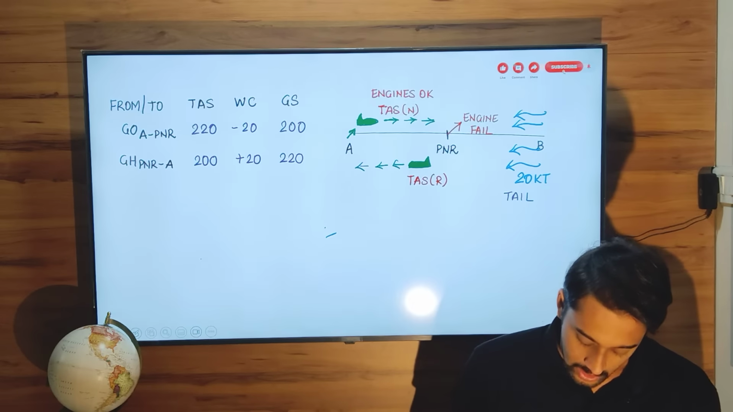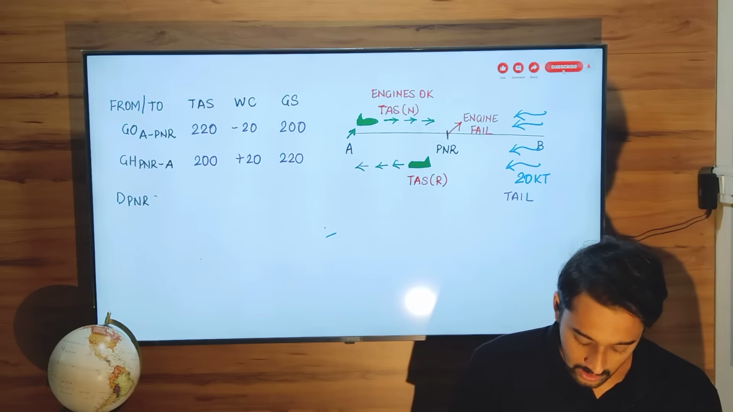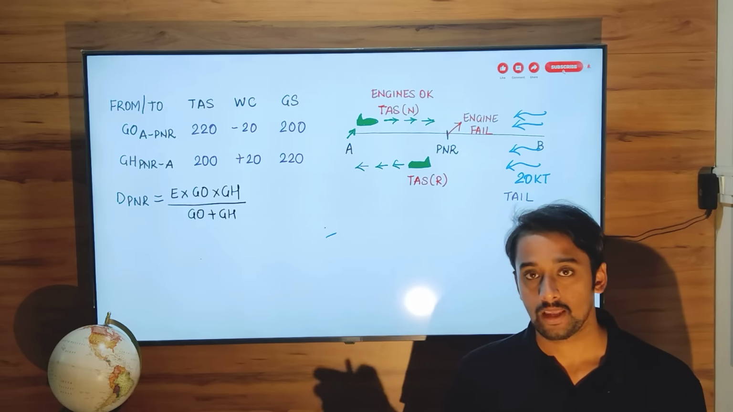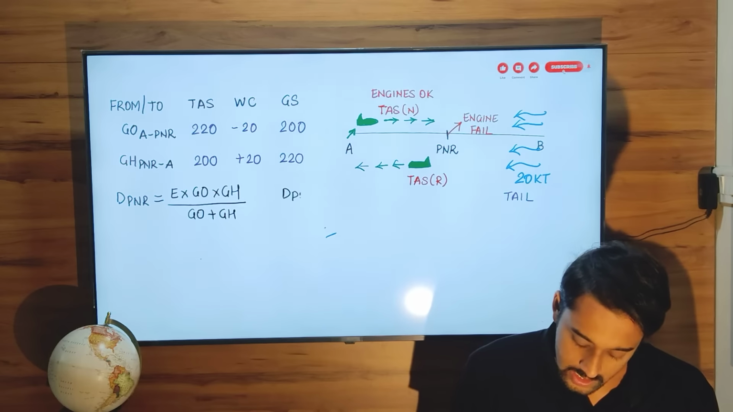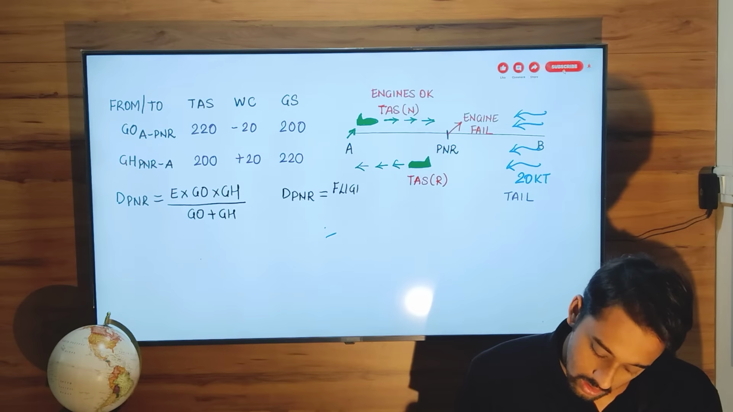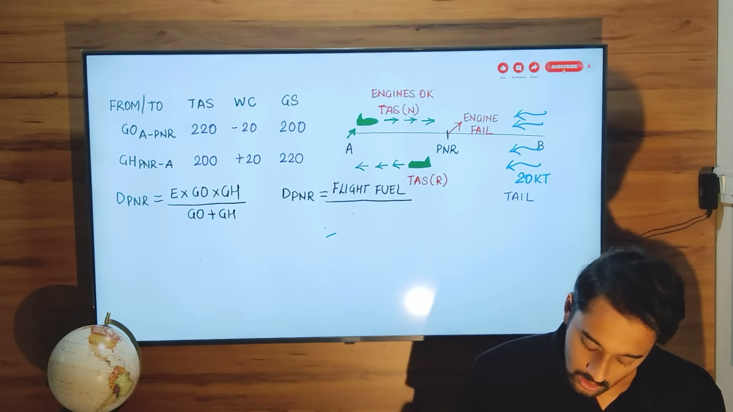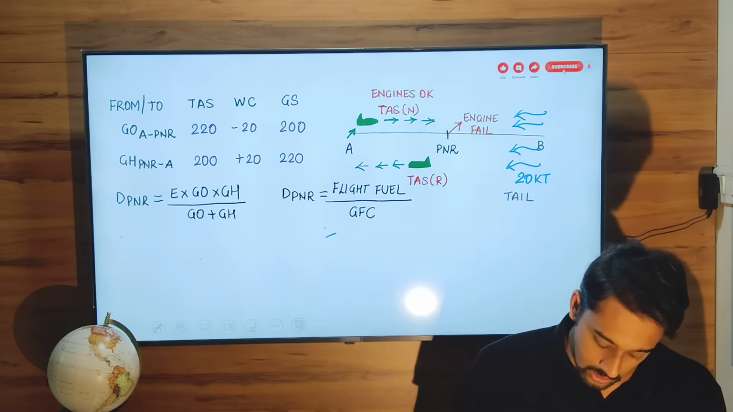Now, we know about the distance to PNR formula, the normal formula, which is endurance into ground speed outbound into ground speed homebound divided by outbound plus homebound ground speed. This is one way. Another formula for distance to PNR is your flight fuel, that is the fuel divided by gross fuel consumption, GFC. Now, what is gross fuel consumption?